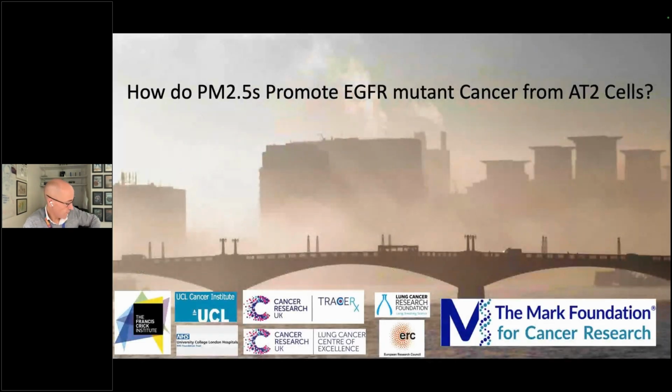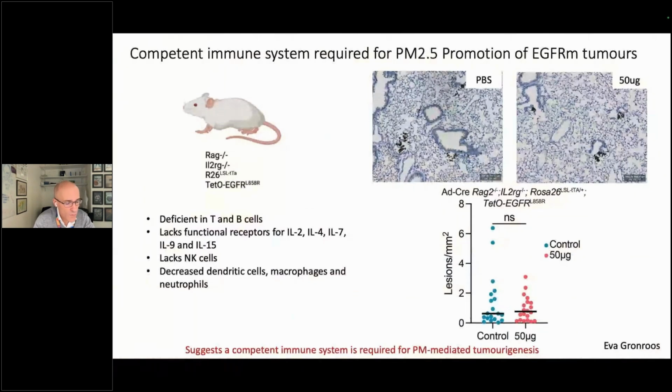So how does this all happen? How do PM2.5s promote EGFR mutant cancer from AT2 cells? Well, the first thing we found is we repeated all of these experiments, but this time, we did it in a particular type of mouse that lacks an immune system.